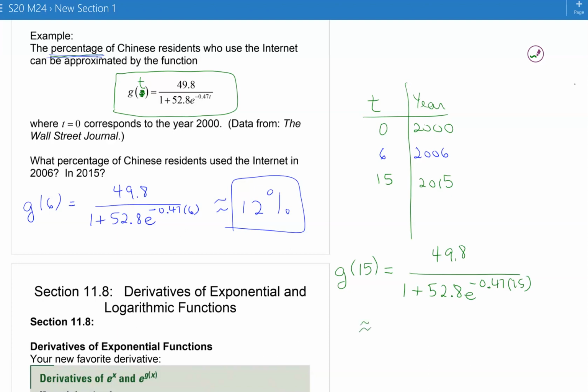And I'm getting about 47.6%. So this model is predicting a lot of growth between 2006 and 2015, and it would be interesting to check and see how close it is to actual. Okay, so that's the end of 4.1 and 4.2.